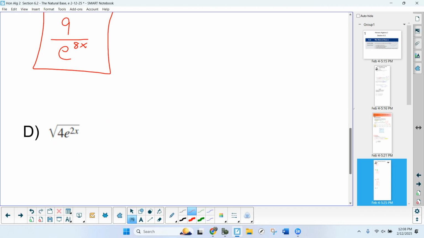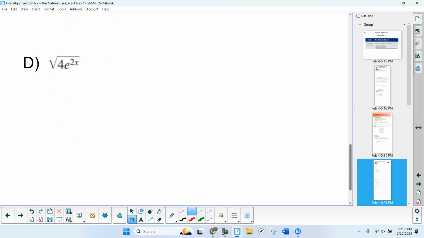Now, what did we do when we had this? Think about this for a minute. We can split it up. Square root of 4, square root of e to the 2x. So we can think of it like that for a minute. Square root of 4, numbers are easy. What's square root of 4, everybody? 2.